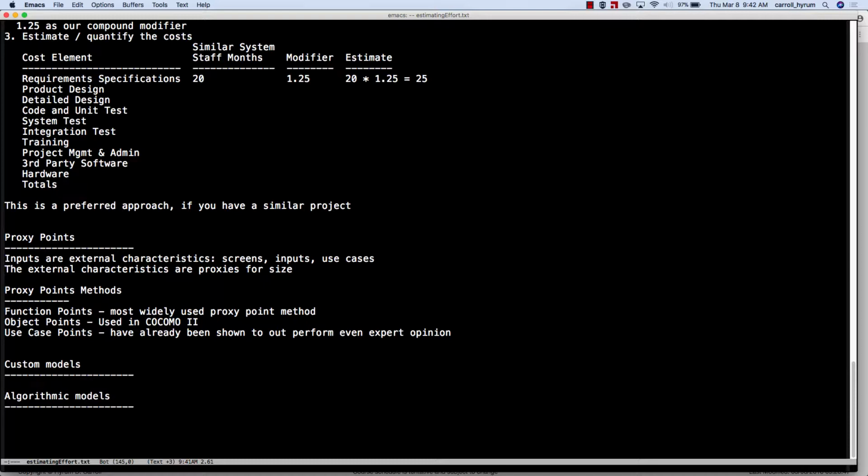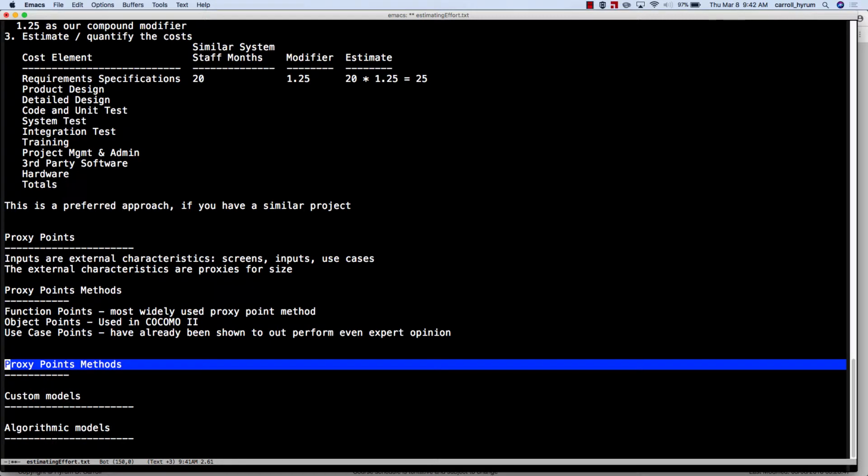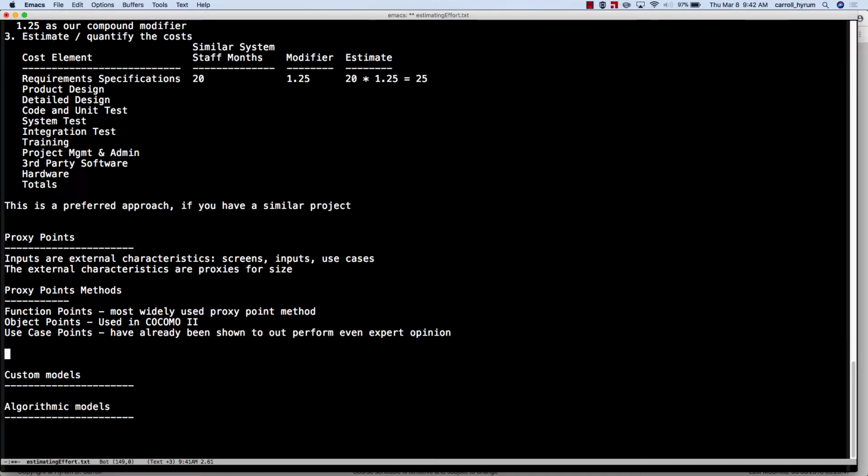And I outlined last time 3 of them: function points, which we've talked a lot about, object points, and then use case points. So let's talk about each of these methods today. Okay. So in general, each of these have 3 steps.